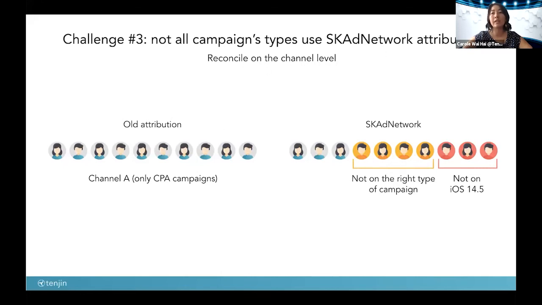have SKAdNetwork attribution enabled for all of their campaigns. There's only a few campaign types where they enable it by default. And that's different from channel to channel. So talk to your UA channel, you can double check that with them. But it's possible that you're running a few campaigns that don't have SKAdNetwork attribution enabled, and therefore you're not receiving the SKAdNetwork installs for them.